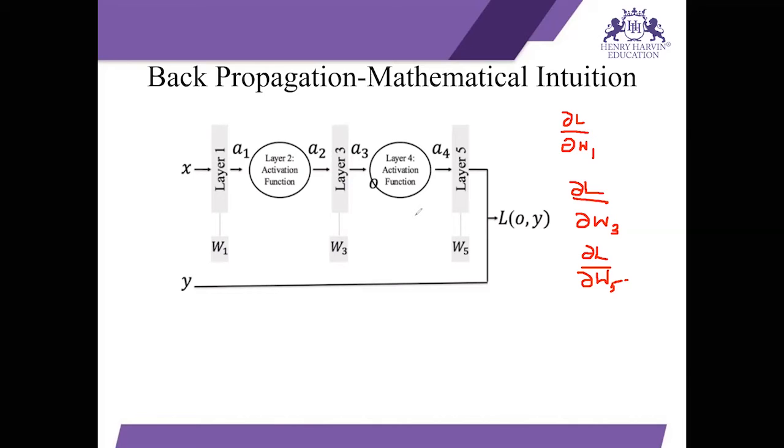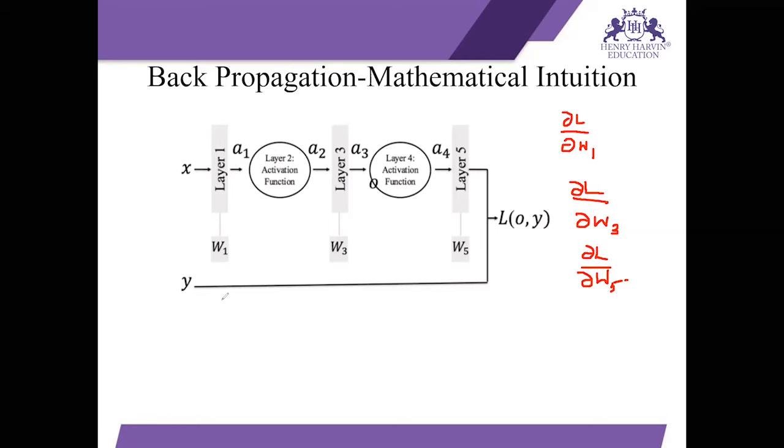So all these are row vectors, and what will be the size of these vectors? The size of these vectors will be the size of W5, or the size of the denominator, the size of the parameters. So this is what we are interested in computing. Somehow we want to get to ∂L/∂W5, ∂L/∂W3, and ∂L/∂W1, right? Then we can use these to update our weights.